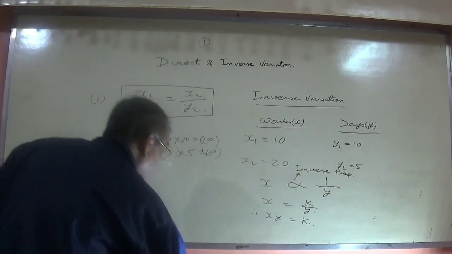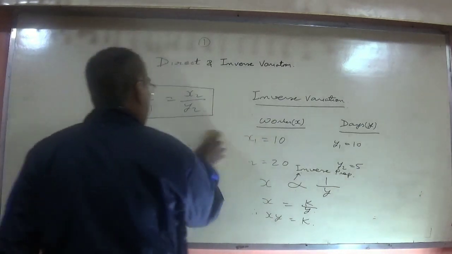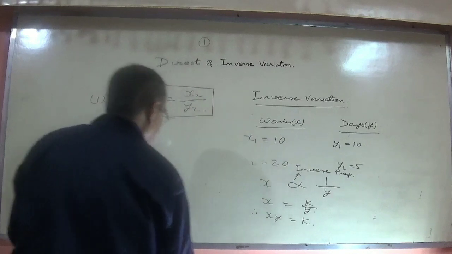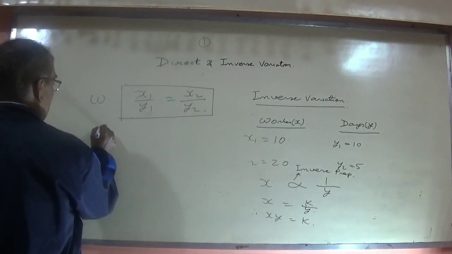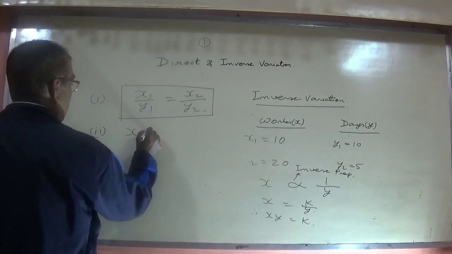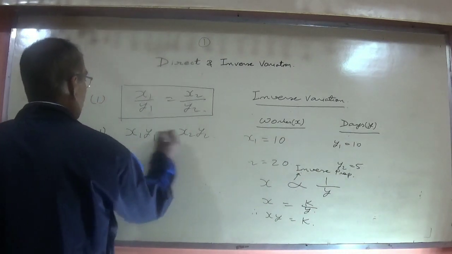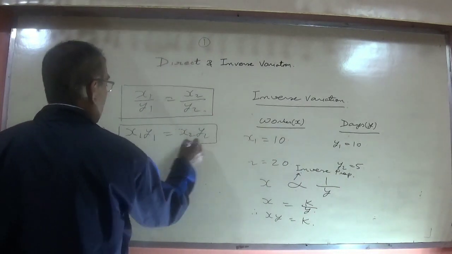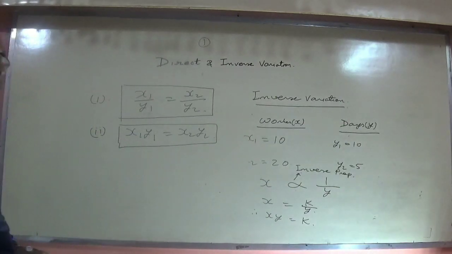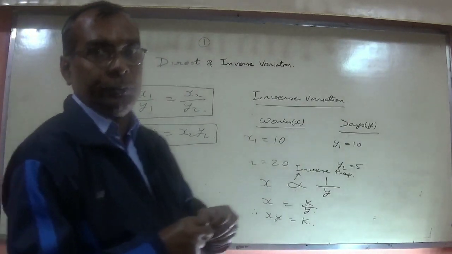So for inverse proportion, the formula will be something like this. That is number 2: x1 y1 will always be equal to x2 y2. This is the formula for inverse proportion. These two formulas only you will have to use.